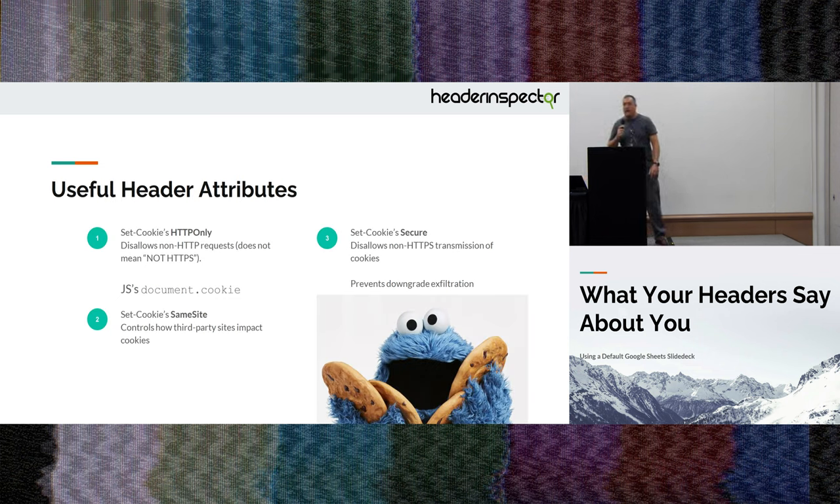All right, so useful header attributes. So I talked primarily about just headers. Now, when you think in terms of cookies, there are three attributes inside of every site. First one is HTTP only. That one is a weird name because you think, who's going to use HTTP only cookies? That does allow HTTPS as well. I should be clear about that.